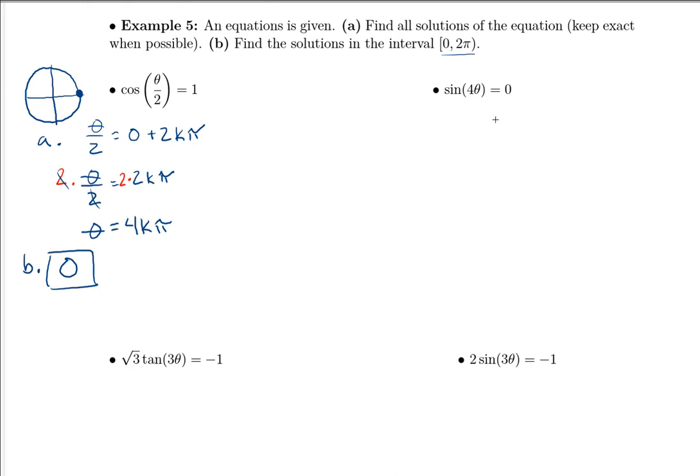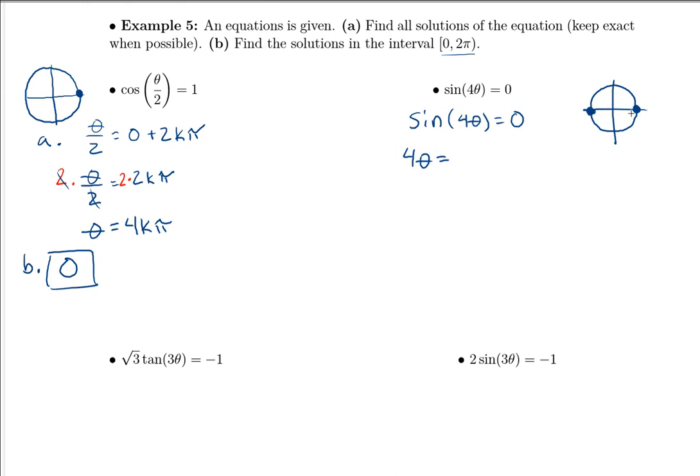All right, now let's take a look at this one, right? So we want the sine of 4 theta to equal 0. So that means 4 theta is equal to what? Here's our unit circle. Well, here there's 2 places, right? So I can say that 4 theta is equal to 0 and pi, plus 2k pi in both cases.